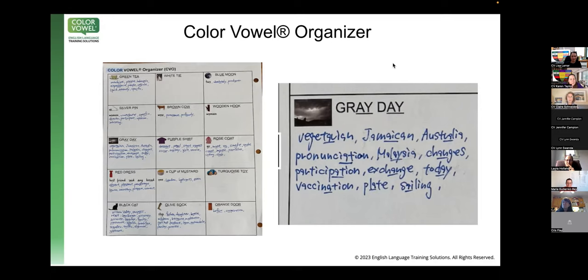And so this is a student who is very well educated, a Japanese gentleman, has degrees from Japan and from the United States. And we were working on Color Vowels. So this is his Color Vowel organizer. And just to make it a bit clearer, I took a screenshot of the gray day words. So when words come up during class with a student like this, if he mispronounces something, then I'll ask him to correct it. Where does he think the stress should be? Which syllable? We go through various steps, and I support him while he figures out where it should go, and then he adds it to his color in the correct place.